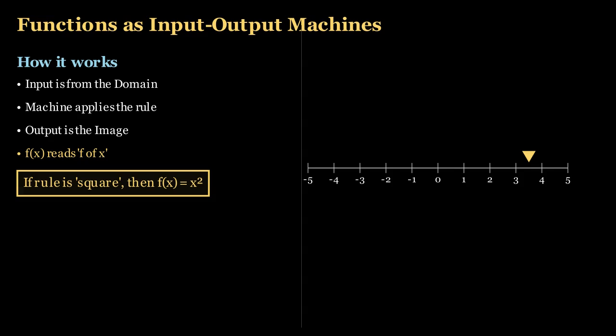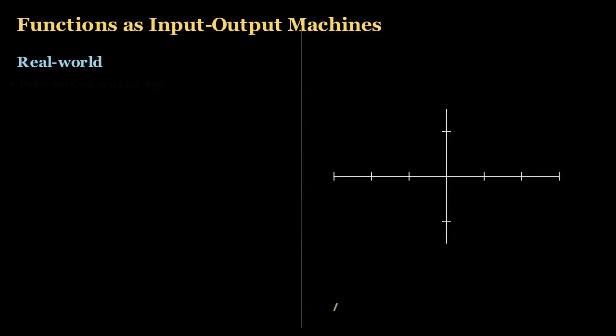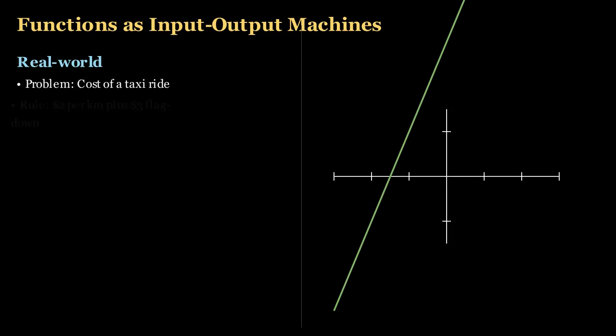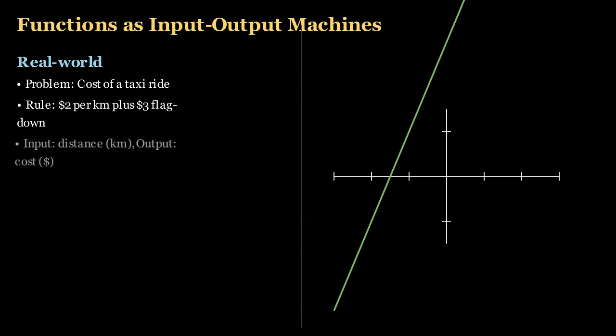Now, what if you take a 5-kilometer ride? We feed the input 5 into our machine. The rule says 2 times 5 plus 3. That's 10 plus 3, which equals 13. So, f of 5 is 13. The output is $13. The function gave us a clear, single answer for our what-if question. This same method, define a rule, then plug in a value, works for any function you'll meet.